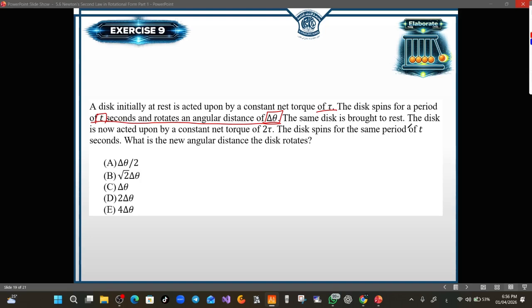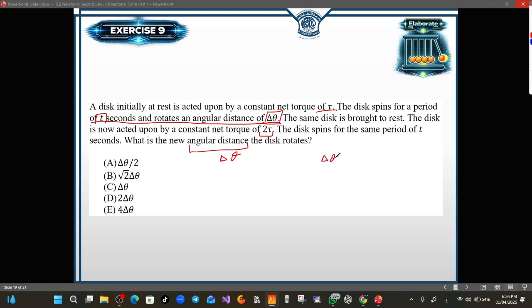The disk is now acted upon by constant torque 2 tau. So we have increased the torque by 2. The disk spins for the same period of time. What will be the new angular distance, the new delta theta of the disk? So here we're going to apply the factor of change, but in order to apply it, let's construct an equation that can be used to find the delta theta.